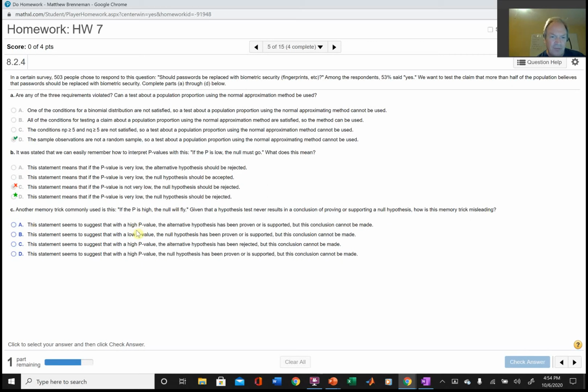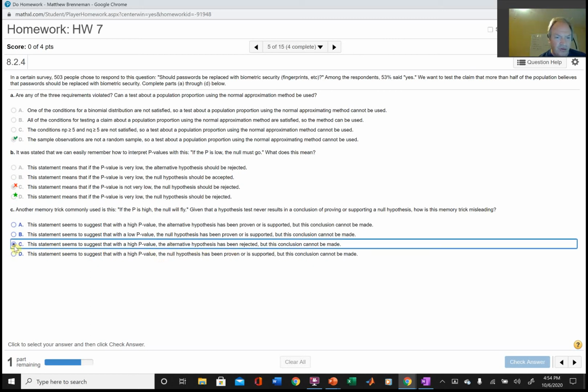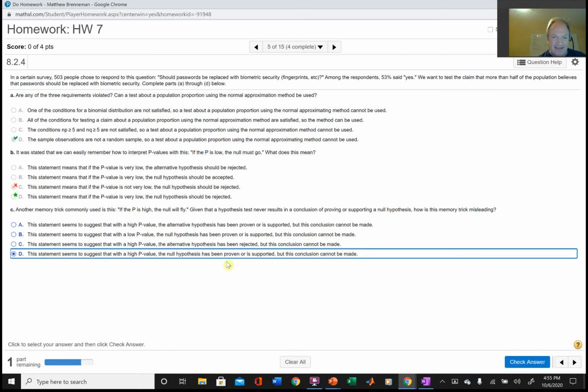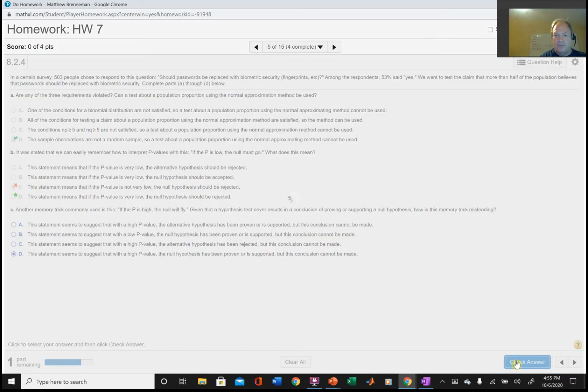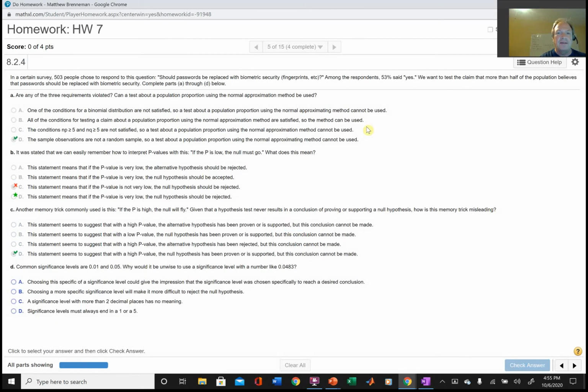First of all, if the p-value is high, that's evidence kind of in favor of the null, right? So it's definitely not A. The answer is actually D. It seems to suggest the null hypothesis has been proven or is supported, but this conclusion cannot be made. We never know if the null is true or not. The p-value means there's some evidence, but there's not enough evidence. So that's the key to take away from that.